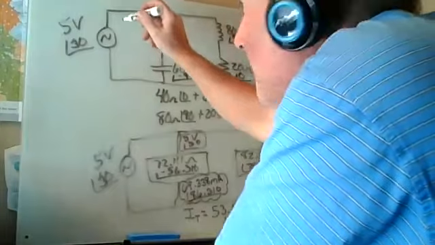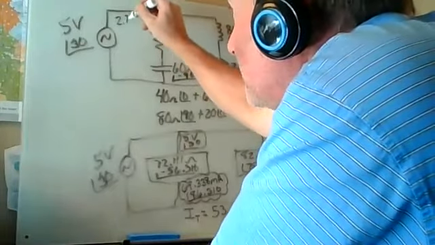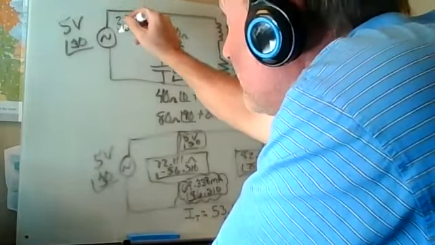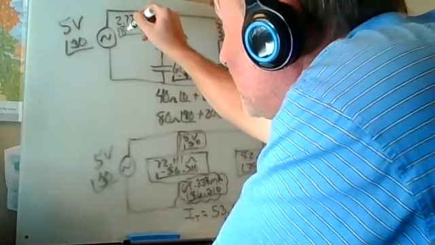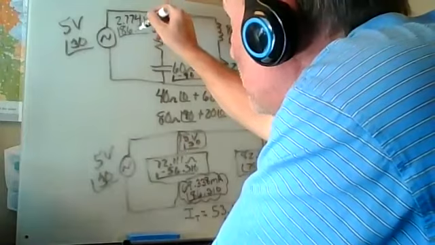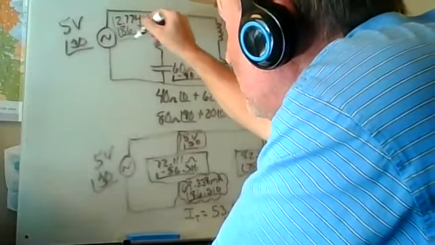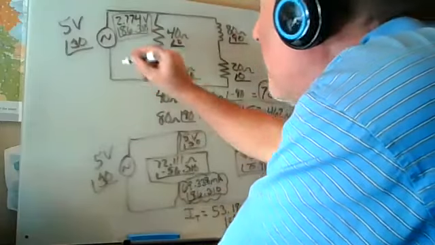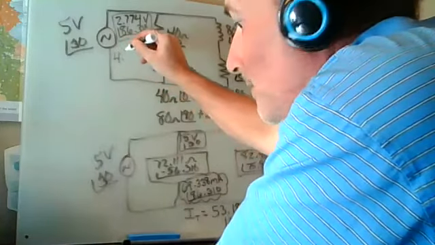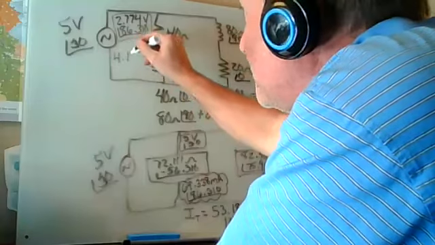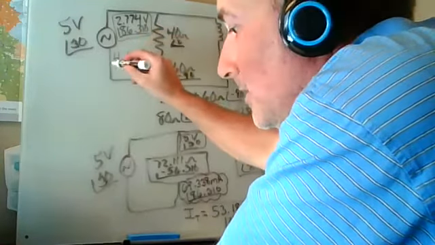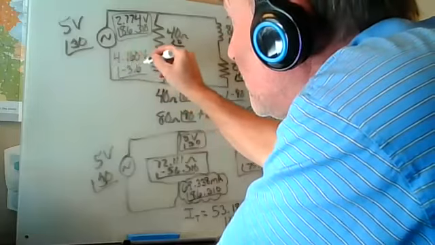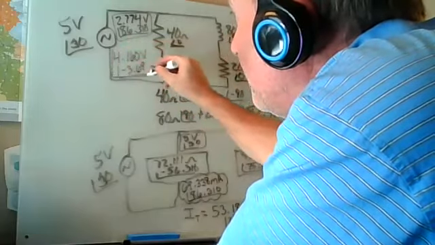So when I did that, I got 2.774 volts at an angle of 86.310 for the 40 ohm resistor. I got 4.160 volts. Hold on, I'll tell you what it is again, at an angle of negative 3.69 volts here.